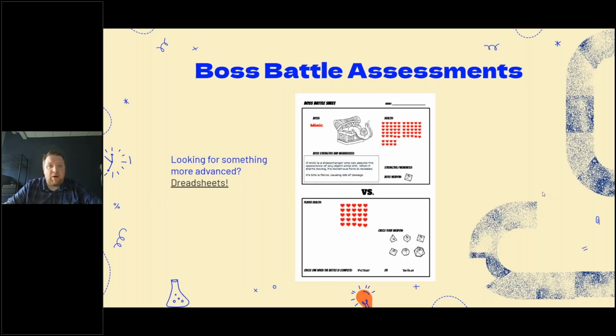And then, thinking about it, any good game has a boss at the end, right? A boss battle assessment is a really good way for you to assess your students on what they have learned. Using it as a review is a really cool way. This resource will walk you through how to create a boss battle assessment. But basically, you create the questions and you have health for the boss, and then the students have health. If the students answer questions correctly, the boss loses health. And the more they answer correctly, eventually the boss will be defeated.